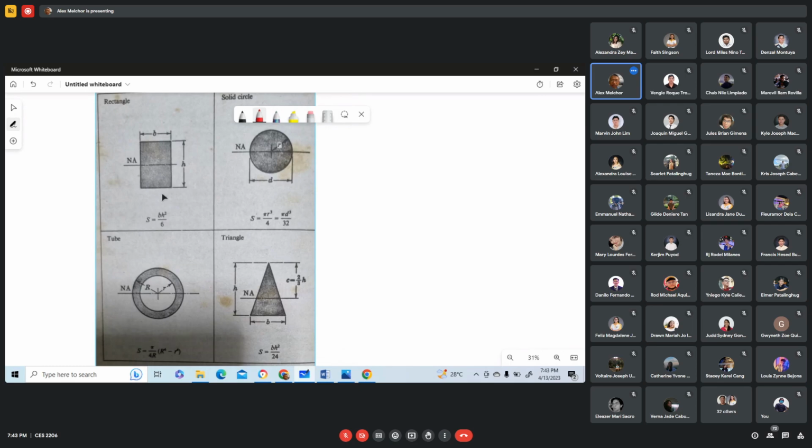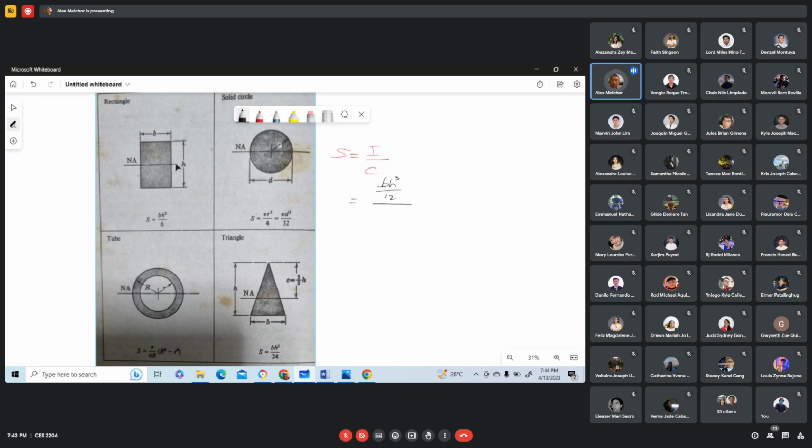For a rectangle, the section modulus is bh squared over 6. Now, take note that our section modulus is I over C, and for a rectangular section, the moment of inertia with respect to the neutral axis is bh cubed over 12. And the value C is the distance from the neutral axis to the farthest fiber.